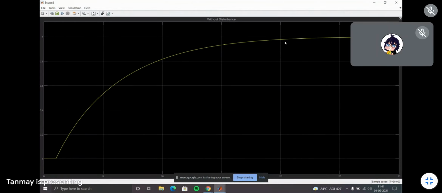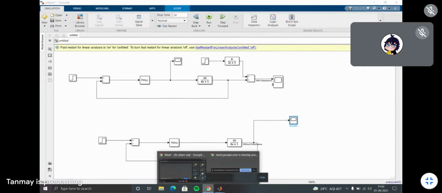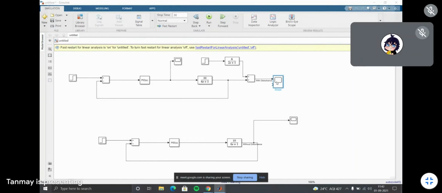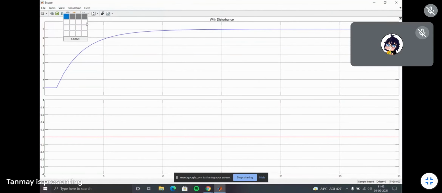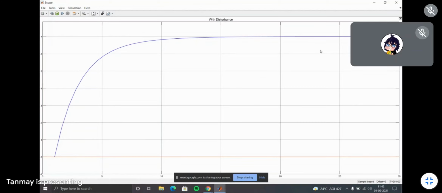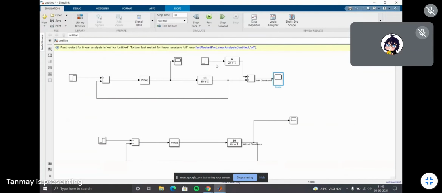Ma'am, now no overshoot at all. Ma'am, can you tell me why this is coming like 7 over here? I don't understand this one. It settles around 7, ma'am. This should settle around 1, but now it's settling around 7. That is what I don't understand. Everyone is getting 1 only. Disturbance doesn't cause any change in the graph, but mine is changing something. I don't know what is wrong with this.